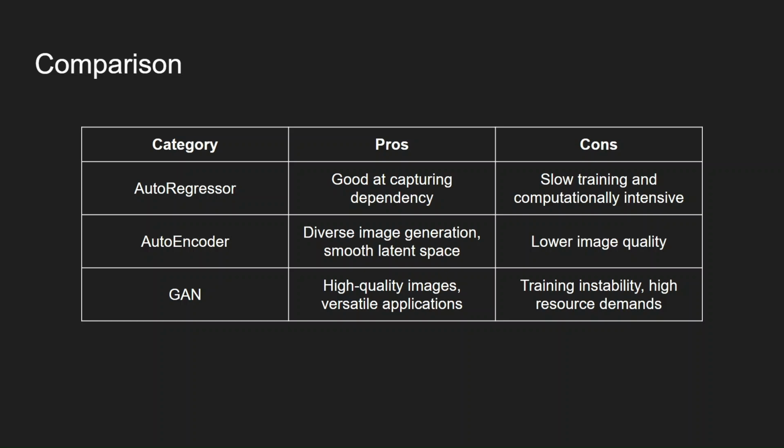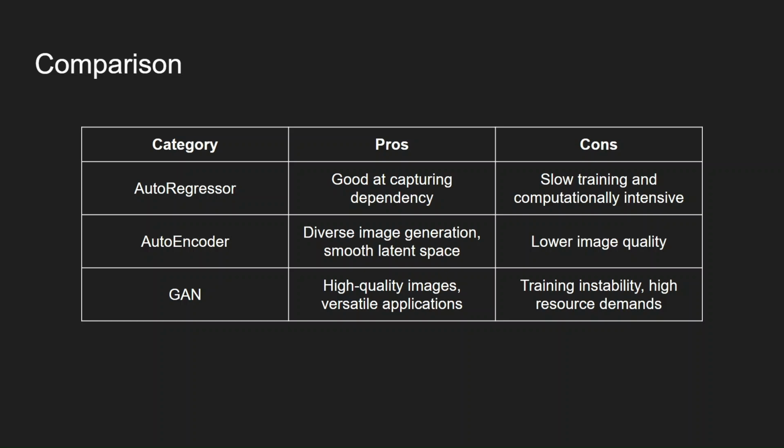Then we have autoencoders. Autoencoders produce diverse images. The latent space is smooth, although the standard autoencoder latent space isn't that smooth. It's the variational autoencoder whose latent space is smooth, and we will discuss these things in detail in the upcoming videos. But the problem with autoencoders is that the image quality is very low. So we need to improve our image quality, and that's why we have GANs.